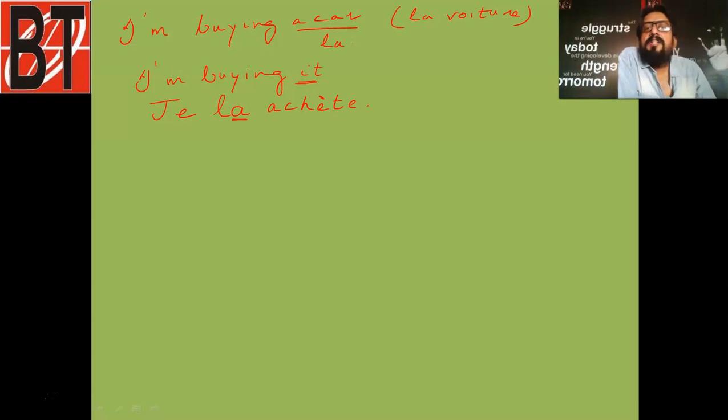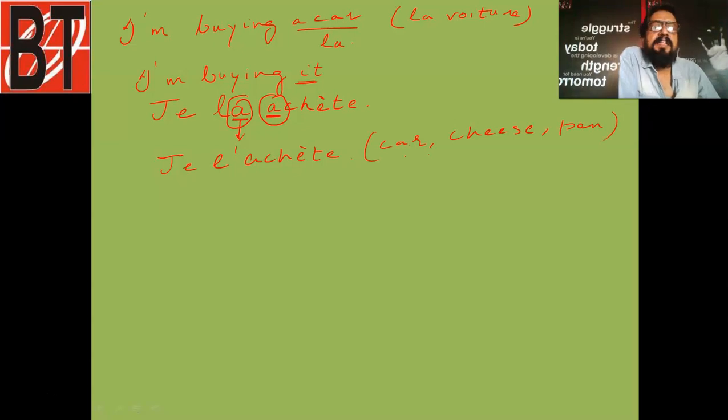But please notice that both are similar sounding words, vowels. So what is happening here, this 'a' will lose its sound and it becomes "je la achète", which means I am buying it. Now you can use this for any word. I am buying it, like car, cheese, pen, etc. Any object, I am buying it.